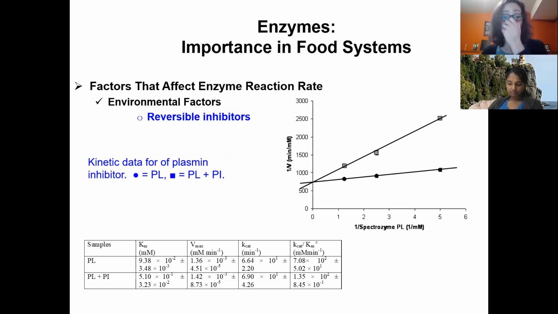Okay, this is an example of an application to determine what type of reversible inhibitor we have in the system. This is also work I did as a postdoc at Purdue. We were looking at the natural enzyme system in milk. Plasmin is the enzyme that hydrolyzes beta casein, which can cause problems during storage of milk, but is desirable during cheese fermentation or cheese aging.